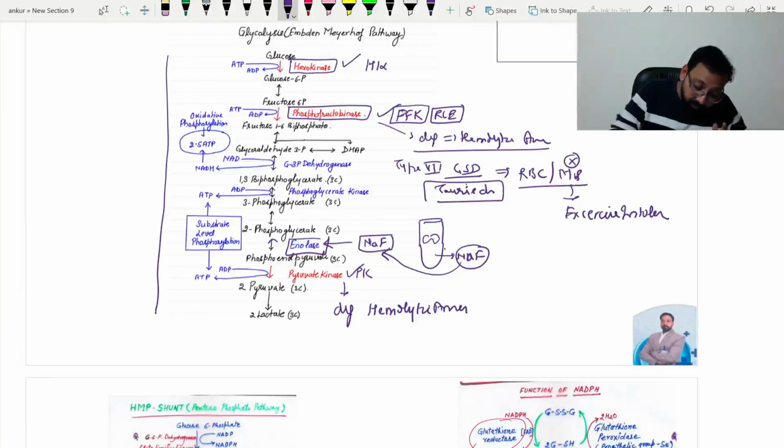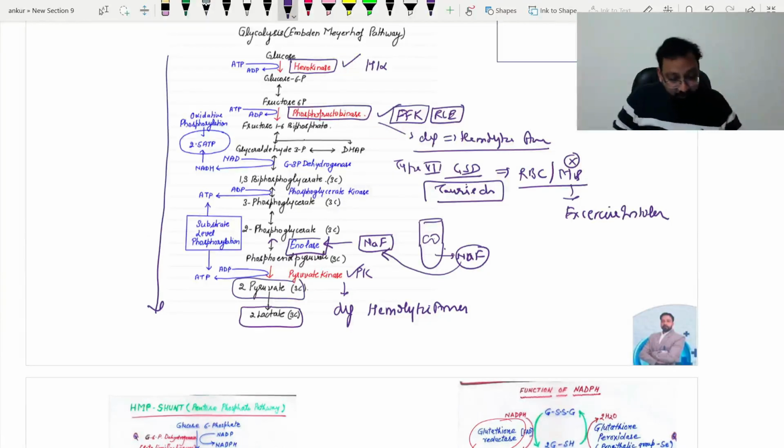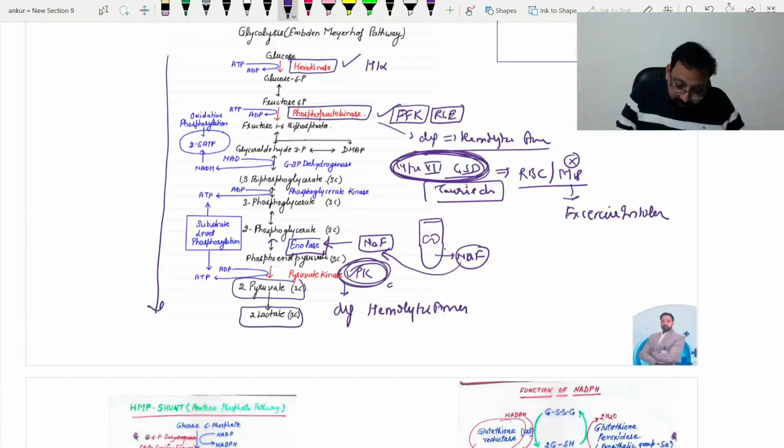Normally in glycolysis, glucose is converted to pyruvate. In RBC, in anaerobic condition, it is converted to lactate. So if type 7 glycogen storage disease or pyruvate kinase deficiency is there, hemolytic anemia would be there, but these steps are not occurring, so lactate will not be produced. So in both, lactate level would be low.